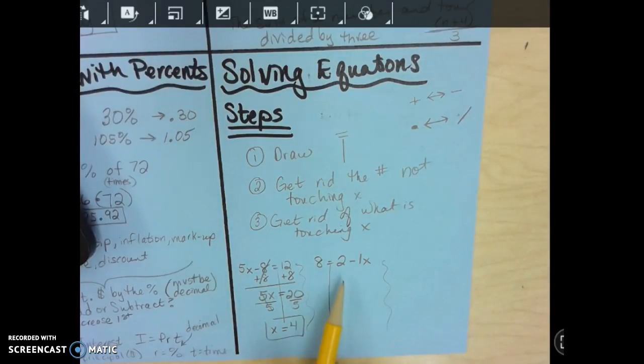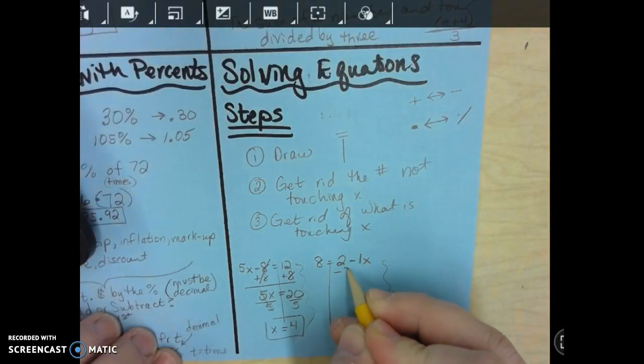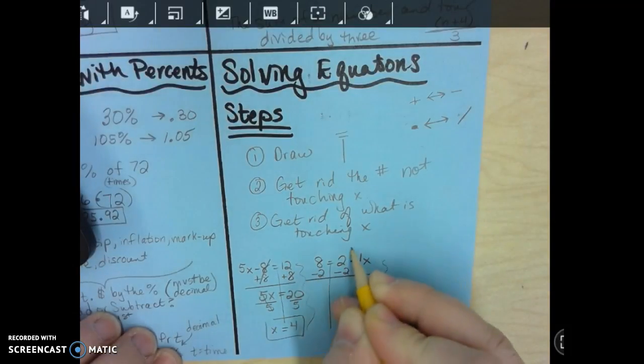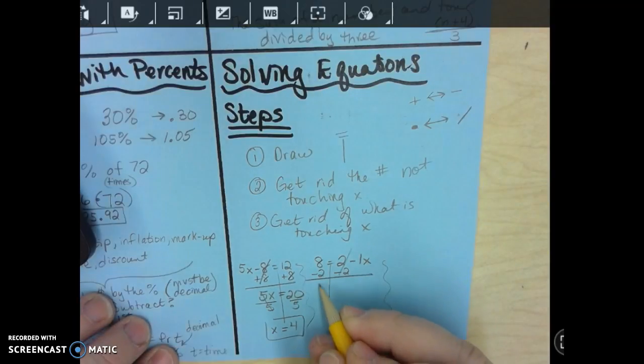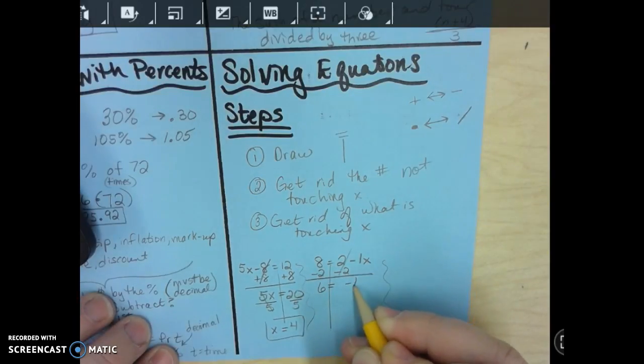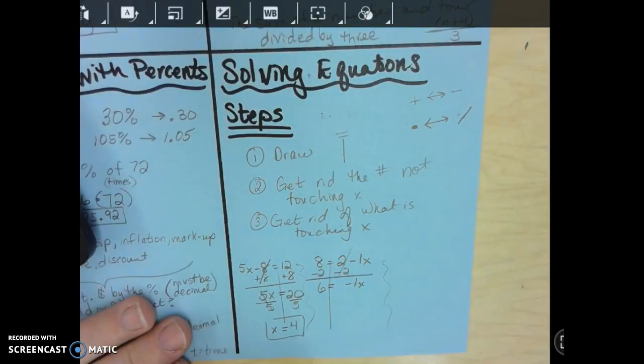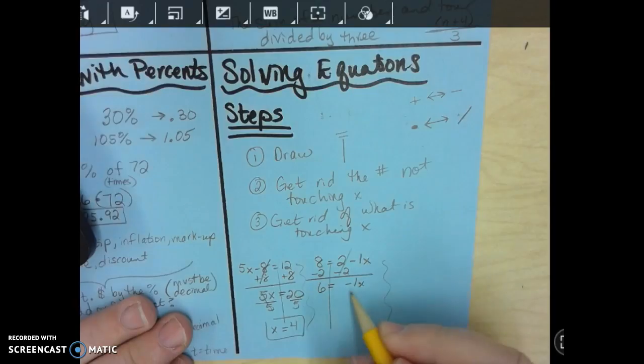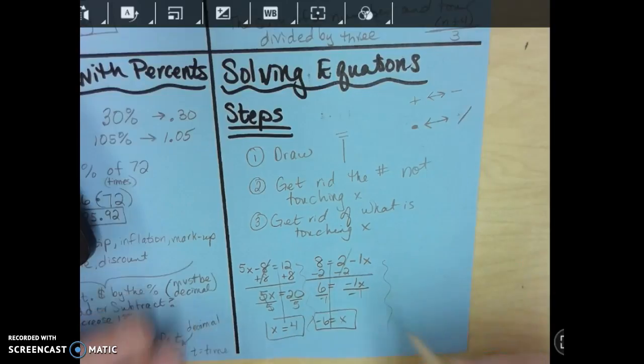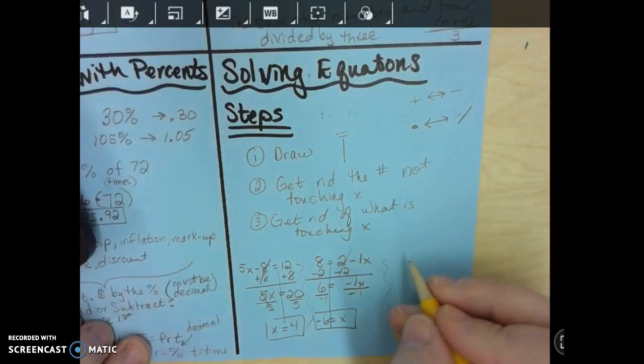So I need to get rid of this 2 first. This is a positive 2, so the way I get rid of a positive 2 is by minusing 2 on both sides. 8 minus 2 is 6, and I bring down the -1x. And remember, this is -1 times x, so to get rid of a times -1, I'm going to divide by -1. 6 divided by -1 is -6, so x is -6. Okay, last one, we'll have a fraction.